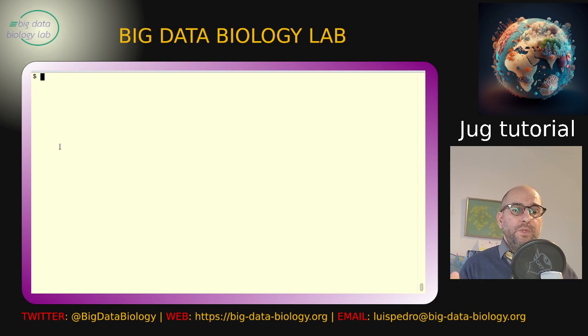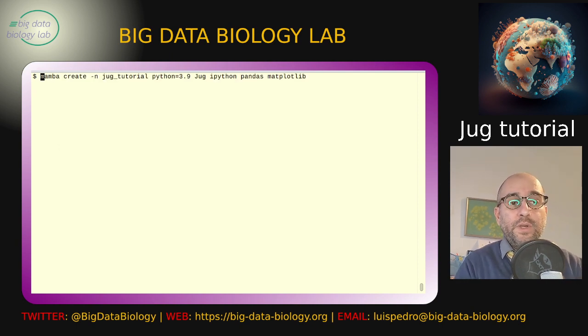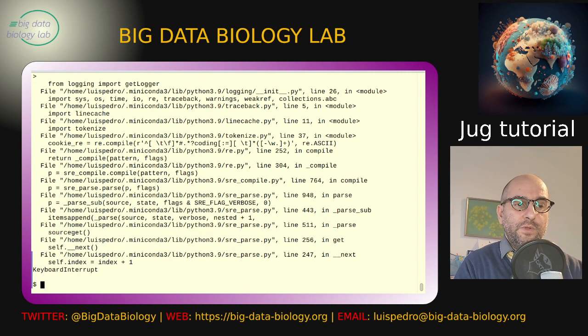So the first thing we do, and today I'm actually going to cheat a little bit. We are going to create this conda environment that has Python, and I've chosen Python 3.9, Jug, then IPython, pandas, and matplotlib. We'll be using these. I've already run this, so I'm not going to do it. I'm just going to directly activate the environment.